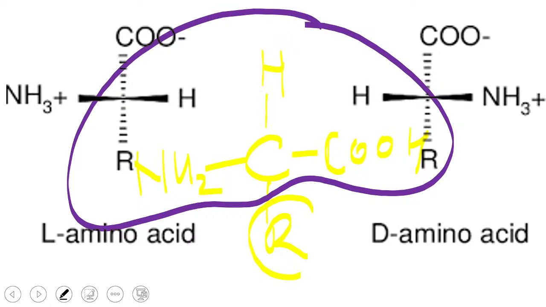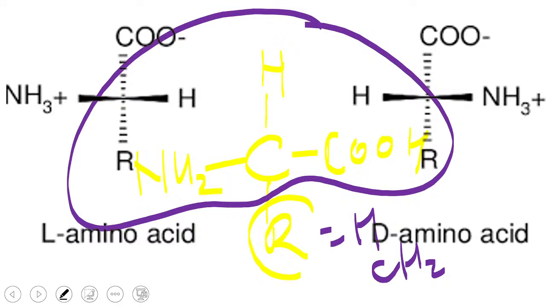Only they are going to differ in their R groups. So some amino acids will have R group equal to H, someone will have CH3, someone will have C2H5, someone will have a benzene ring, someone will have a phenol ring, someone will have a different thing. So we will see those structures also.